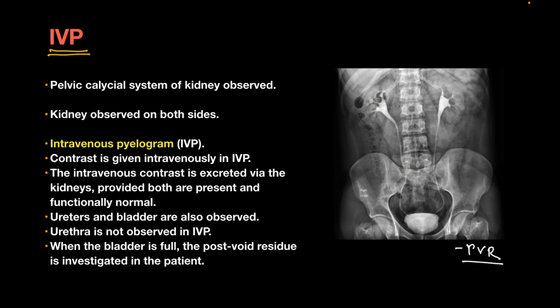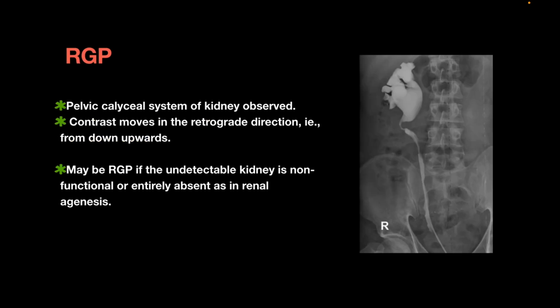Now the next modality is retrograde pyelography. In retrograde pyelography, the pelvicalyceal system of the kidney is observed and the contrast moves in the retrograde direction, that is, from down to upwards. If the contrast going from down to upward is undetectable, then we can consider the kidney to be non-functional or entirely absent, as in renal agenesis.